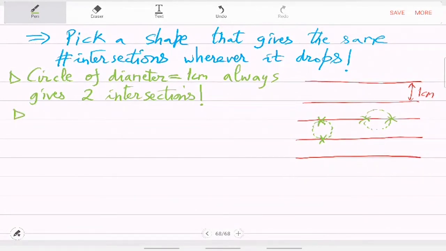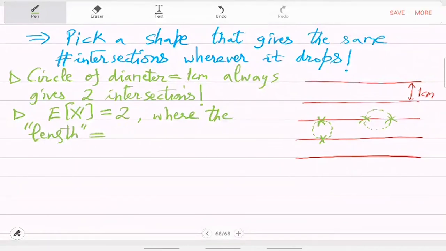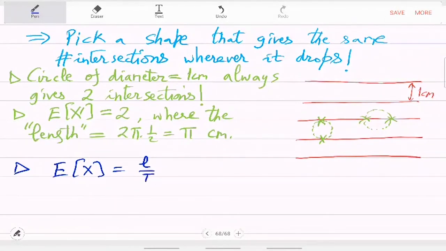What this means is the expectation of this circle intersection, let us call it X prime, is fixed, it is just 2, where the length is equal to the circumference. So it is 2 pi r, r is half, so it is pi. So for a pi centimeter long needle, you expect the intersections to be always 2, which means the expectation of the original random variable, for L centimeter length, is L by pi times 2. So that finishes the problem.